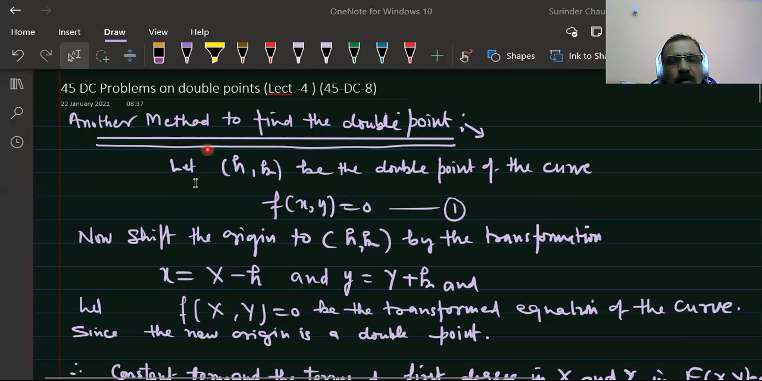If this is a double point, now we'll shift the origin to this double point by the transformation x = X + h and y = Y + k. When we replace x by X + h and y by Y + k, we get the new transformed equation f(X, Y) = 0 of the curve.